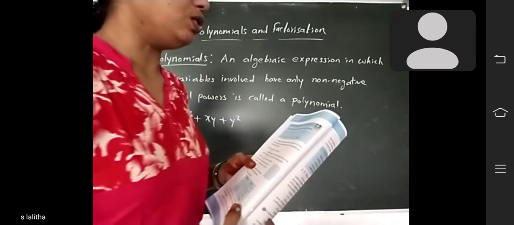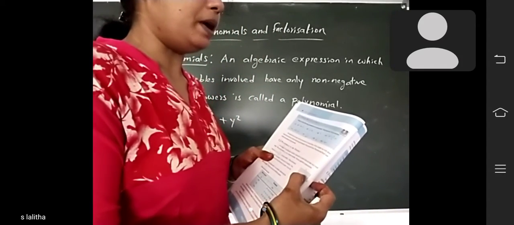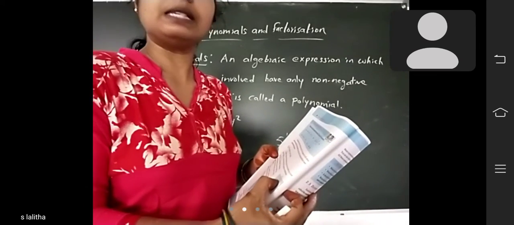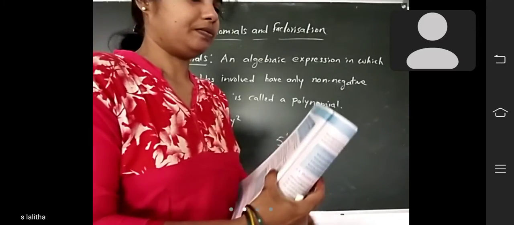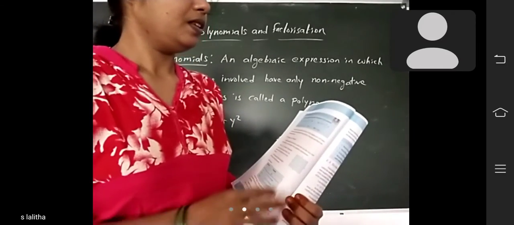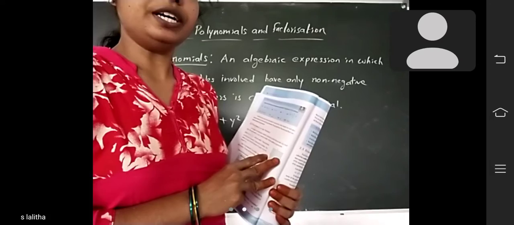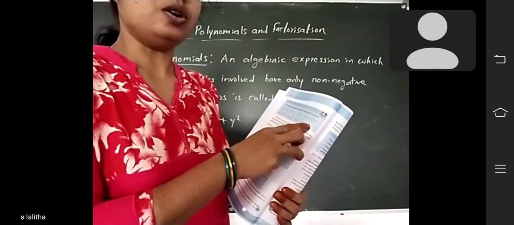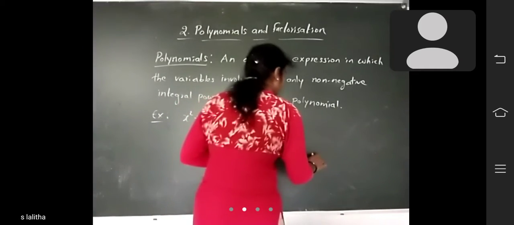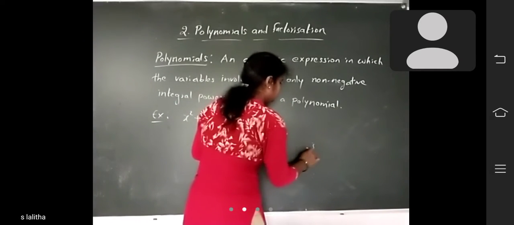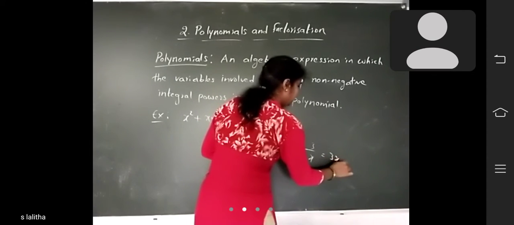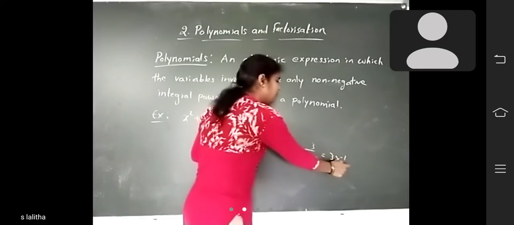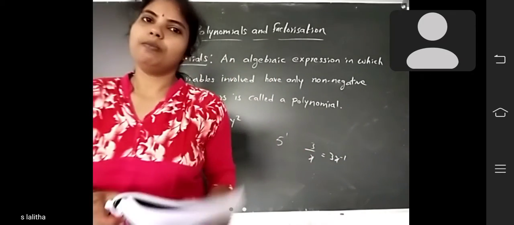Okay. Next, fourth one: 2x square plus 3 by x minus 5. Is this a polynomial, children? Here 3 by x is there. How can you write 3 by x? We can write it as 3 into x power minus 1. So here we get a negative power. So it is not a polynomial.